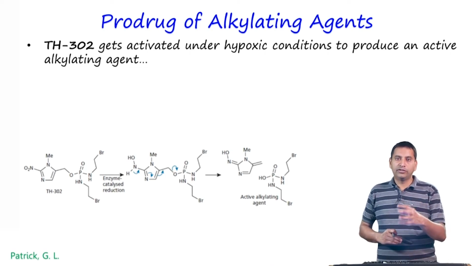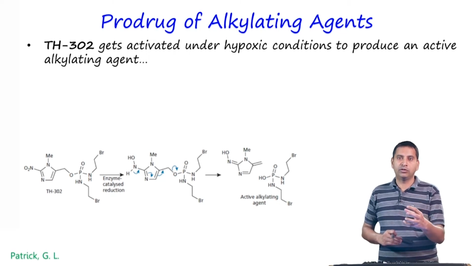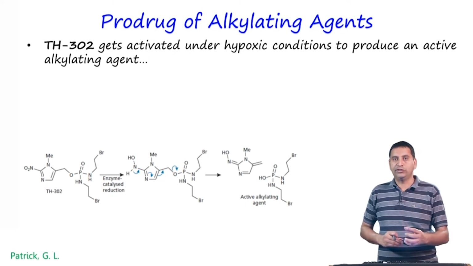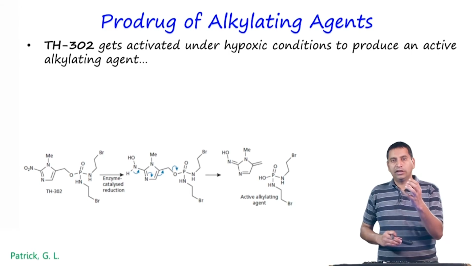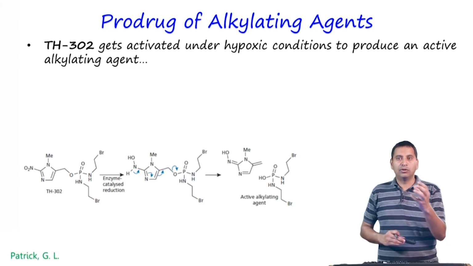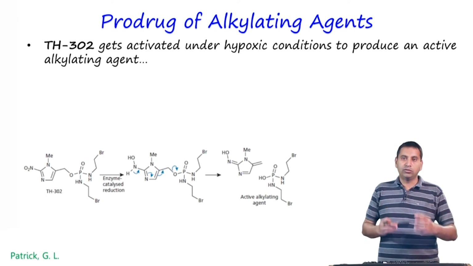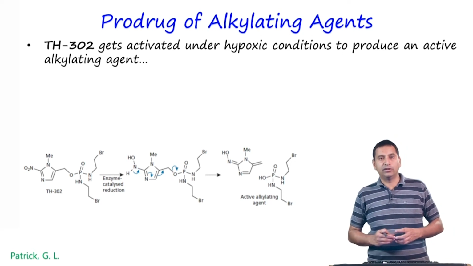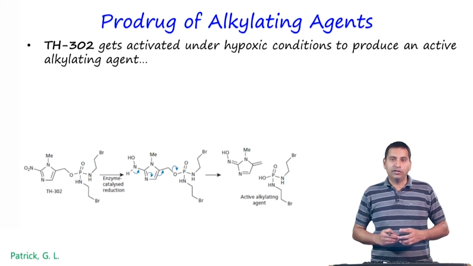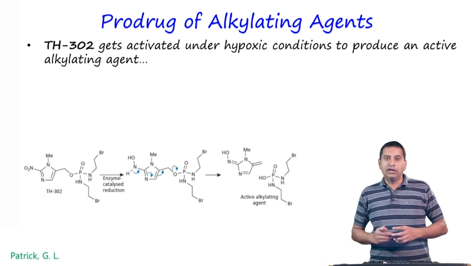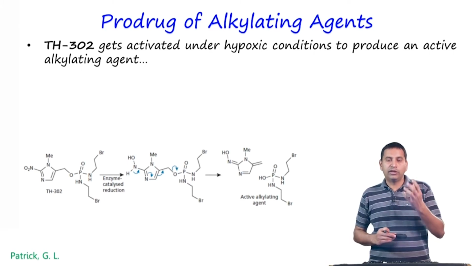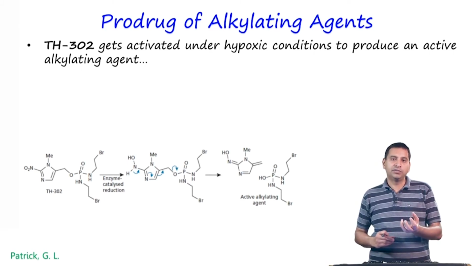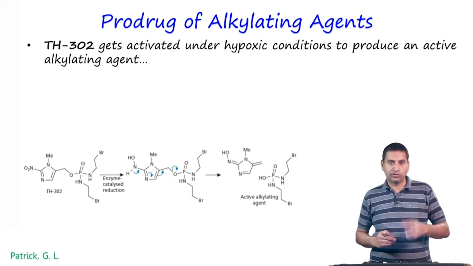As we discussed in the previous lectures, there are regions in tumors which have low oxygen tension. This is due to the random, or unregulated, blood vessel generation, which leads to areas where there is less blood supply. As a result, there is less oxygen tension. So, what we could do is exploit the low oxygen tension to develop prodrugs.